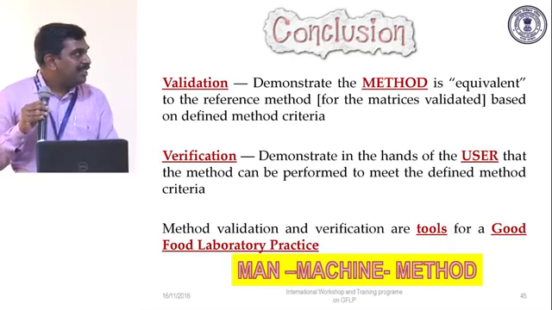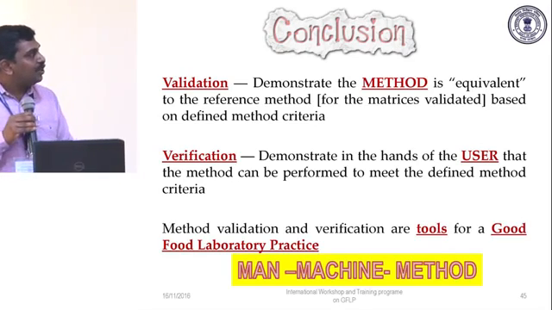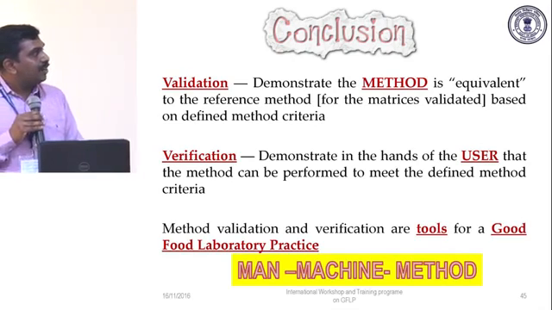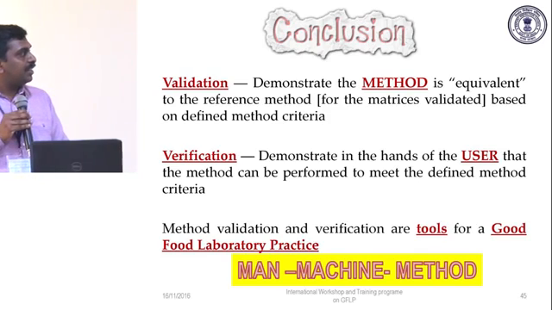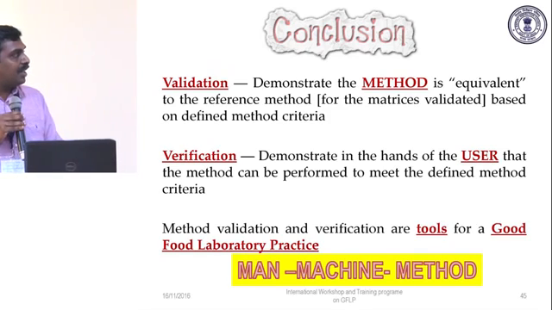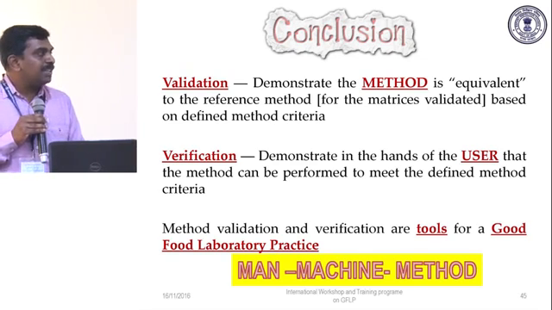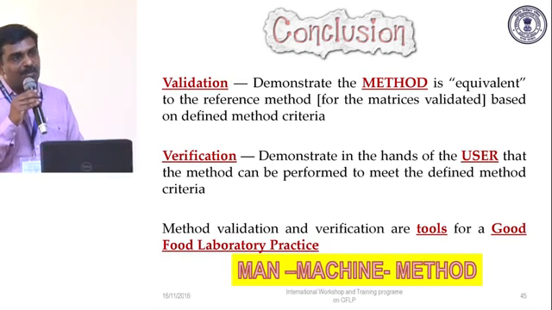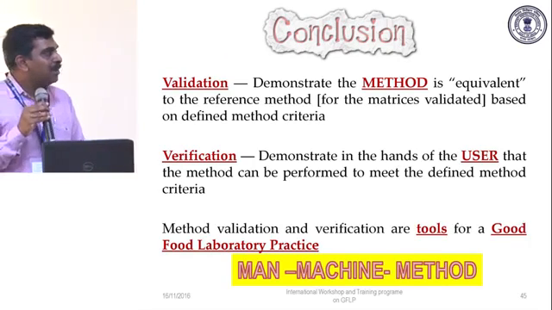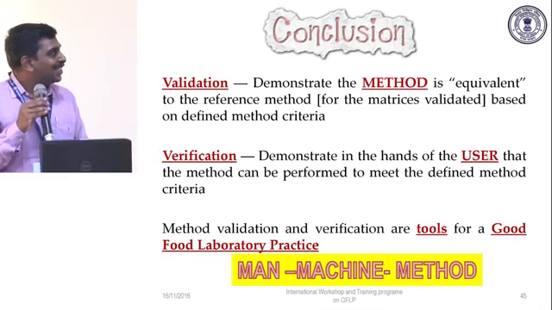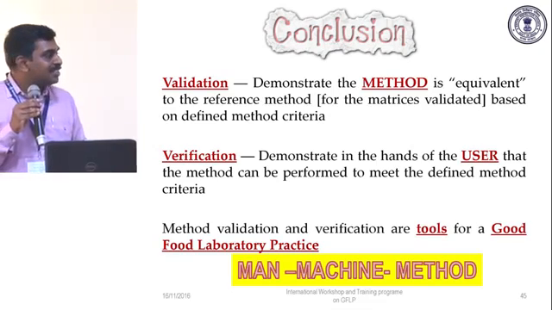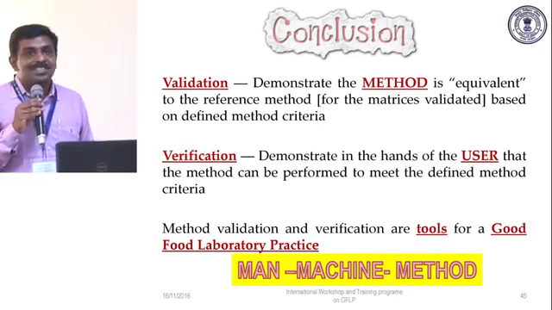In concluding, demonstrate that the method is equivalent to the reference method for the matrices validated, based on the defined method criteria. Demonstrate in the hands of the user that the method can be performed to meet the defined method criteria. Method validation and verification are tools for good laboratory practice. That can be my message from here. And for me, these three are the important: man, machine and the method.